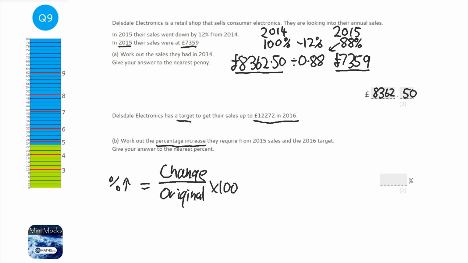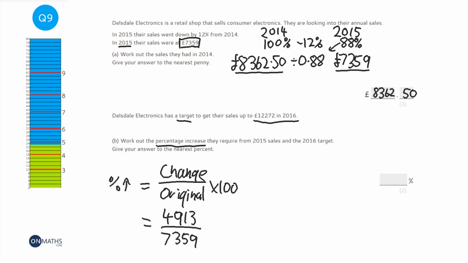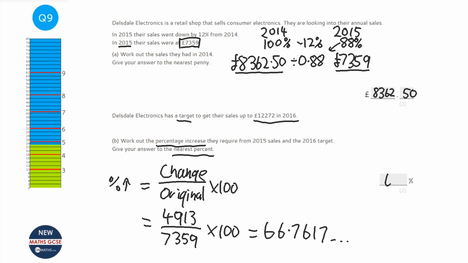So the change, well, that's going to be 12,272, take away the 2015 sales, so that's that one there, 7,359. So they're looking for it to change by 4,913. The original was 7,359, and then we need to times by 100. So I'm going to divide that by 7,359, times it by 100. And that gives me 66.7617, and so on. So that's to the nearest percent, so that's going to be 67%.